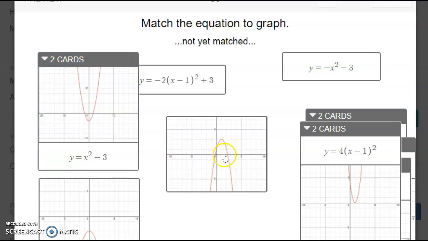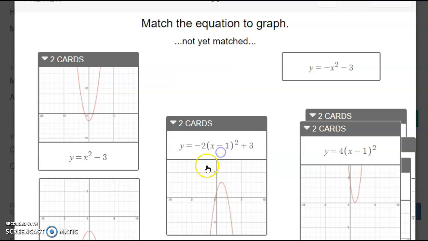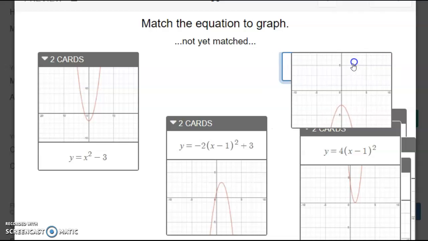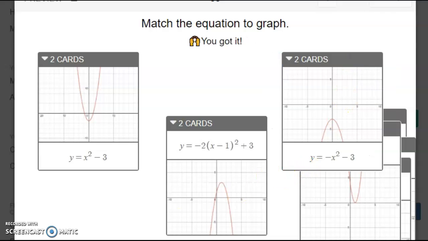And then what's the vertex here? That's positive 1, 3. 1, 3 would match up with this. Remember, it's the negative version of the h. Okay, and then this one must match up with that, which gives me feedback saying that you got it.